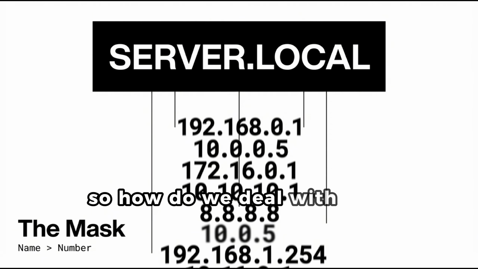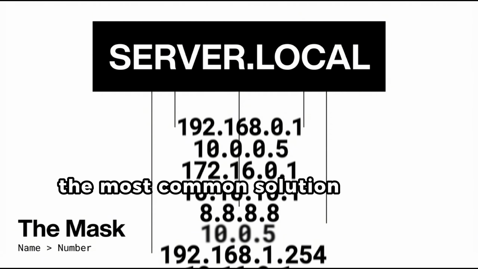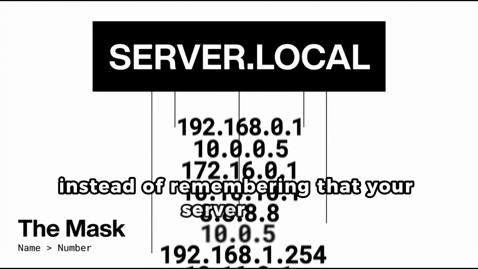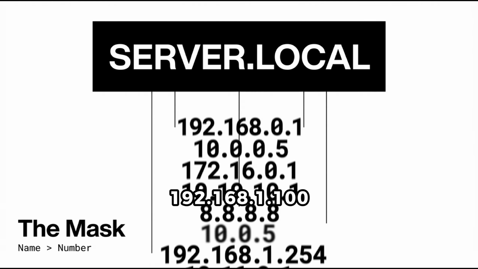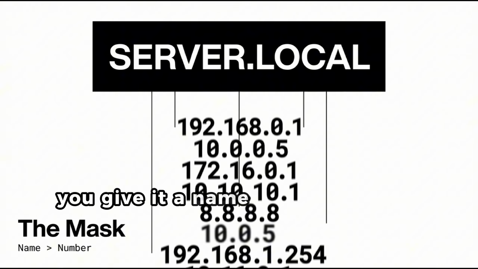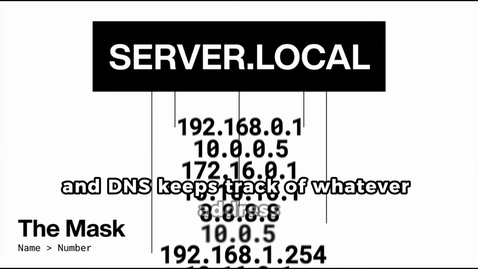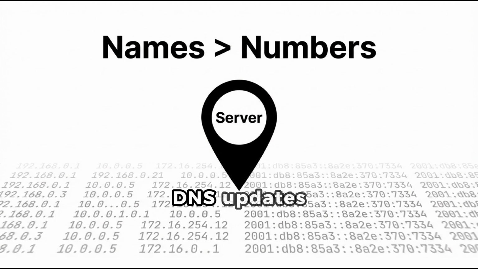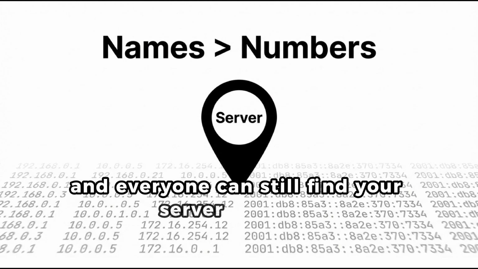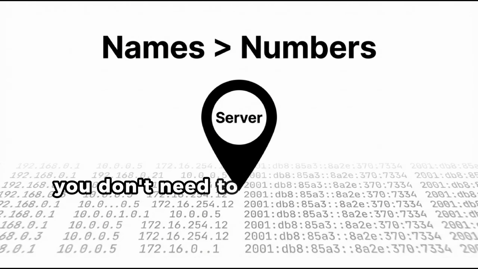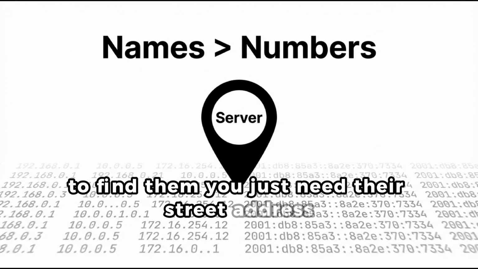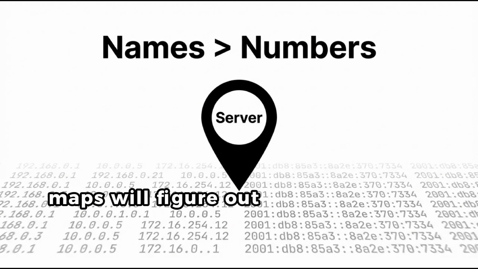So how do we deal with drift? The most common solution is DNS, Domain Name System. Instead of remembering that your server is at 192.168.1.100, you give it a name like server.local, and DNS keeps track of whatever address that name currently points to. When the address drifts, DNS updates, and everyone can still find your server by name. It's like how you don't need to know someone's exact GPS coordinates to find them. You just need their street address, and you trust that maps will figure out the coordinates.